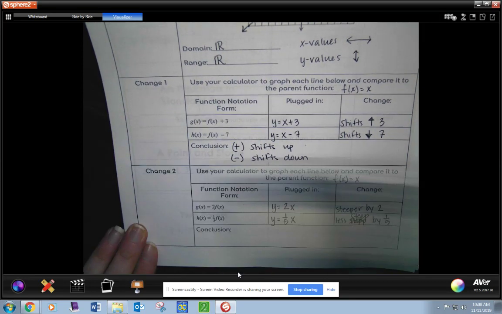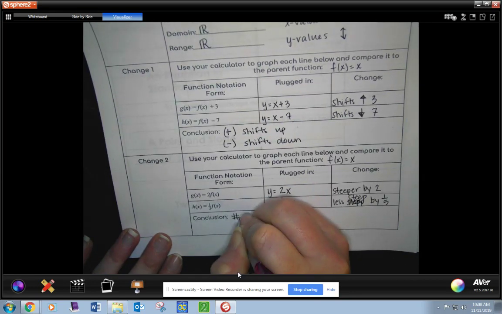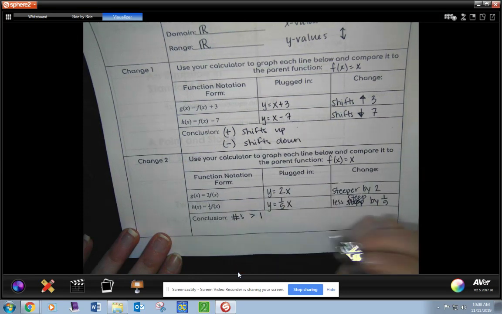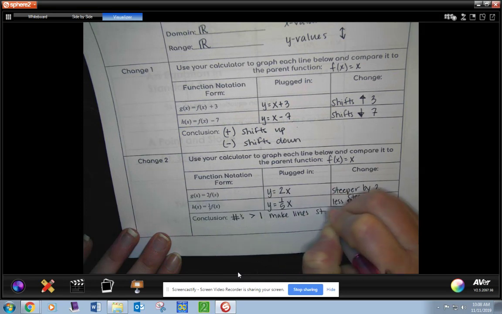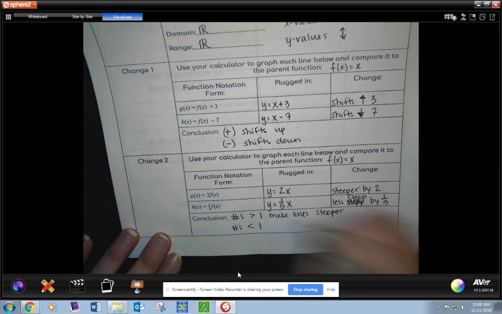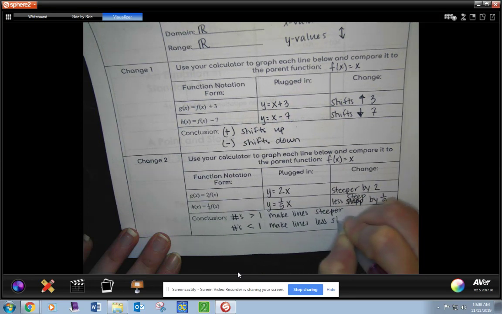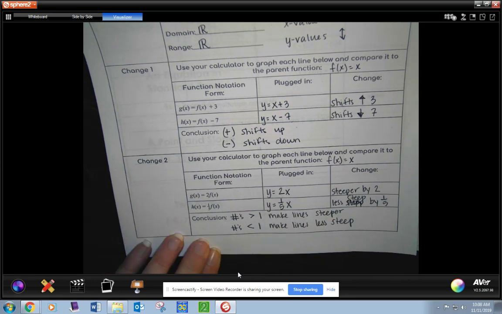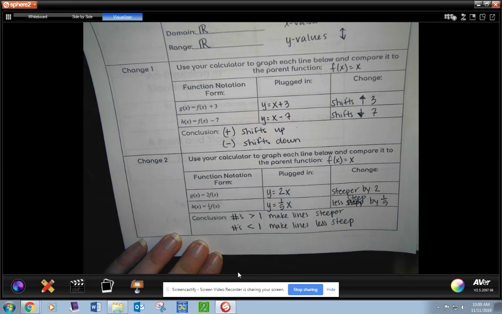Okay, so for our conclusion, and this is the weird, tricky part, numbers greater than 1 make lines steeper. Numbers less than 1 make lines less steep. Okay, if the number is 1, don't do anything with it. 1 doesn't change anything because we originally start with a 1. Okay, now flipping to the back so you can see the other changes.